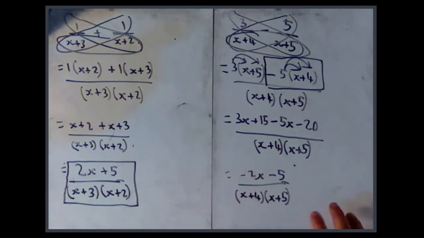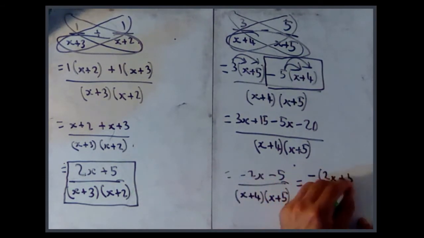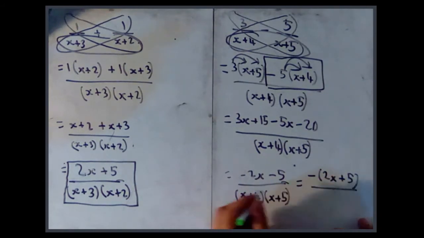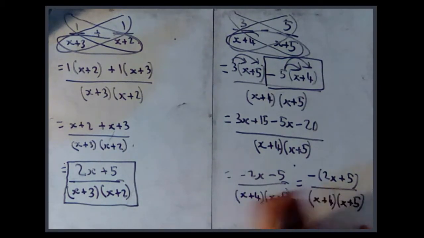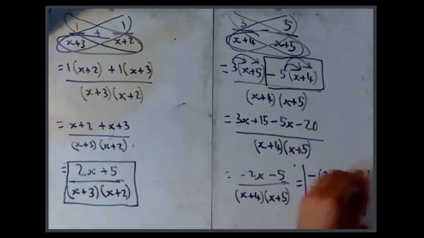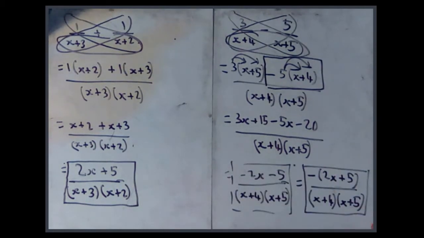So now it's up to you. That's probably good enough for full marks, but if it was me, I don't really like that, so I would pull a minus out. I might say equals minus 2x plus 5 over x plus 4, x plus 5. Okay, I'd probably leave it like that, but this would be just as valid as well in nearly every case.